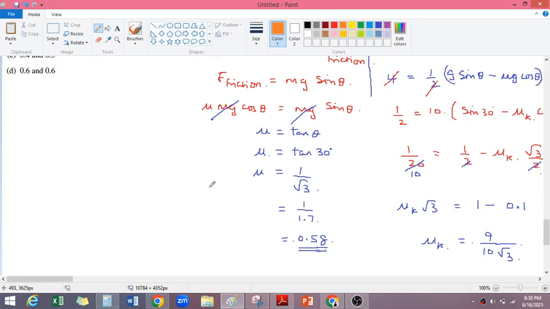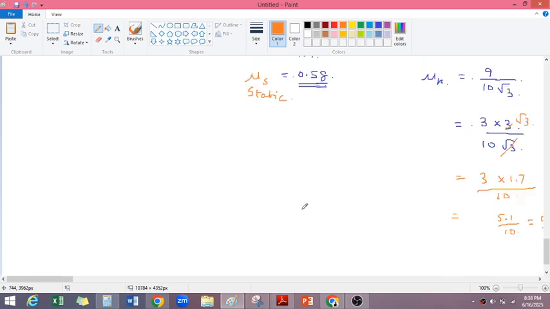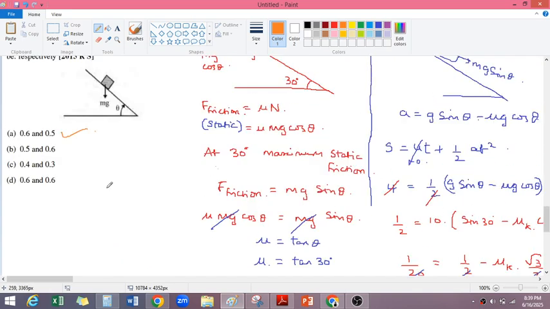So this is mu s, static, and this is kinetic. From your theory knowledge, you should know that the maximum static friction is slightly higher than the kinetic friction. So this is your static, this is your kinetic. Go back and check your handbook, very important knowledge. So that means it agrees with my theory knowledge. So 0.6 is higher, 0.5 is smaller.